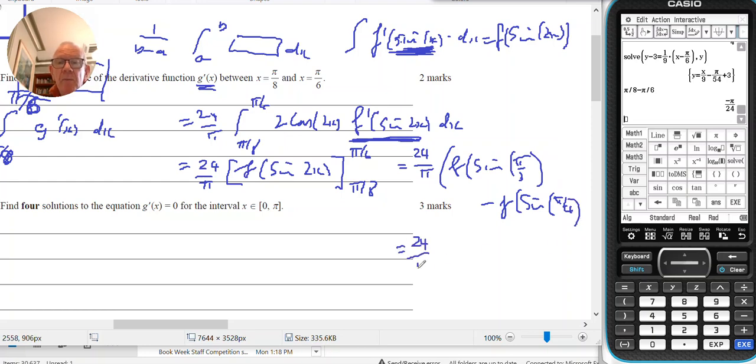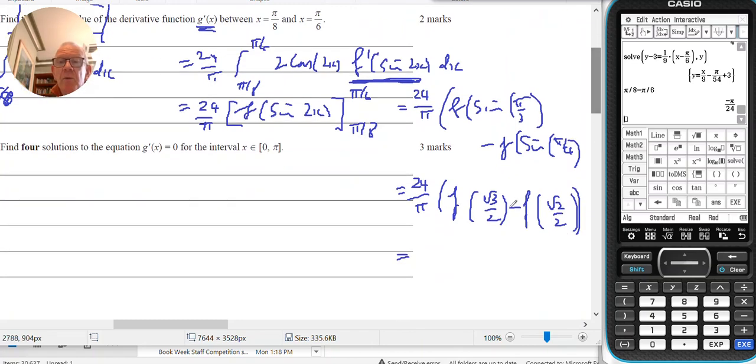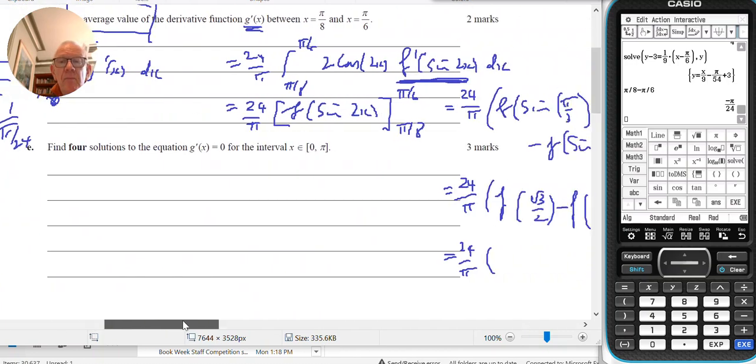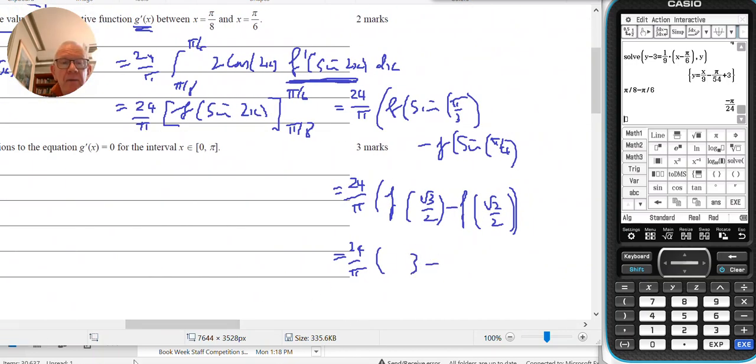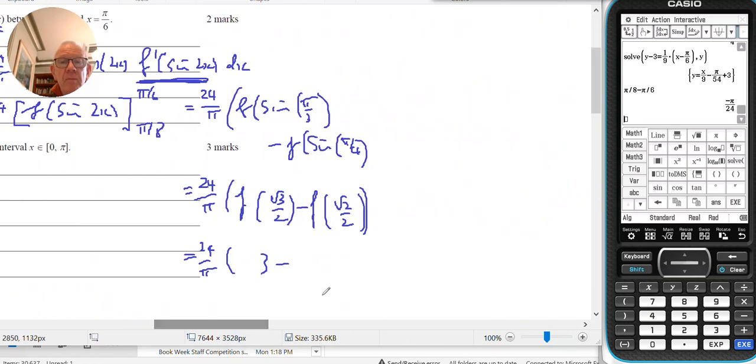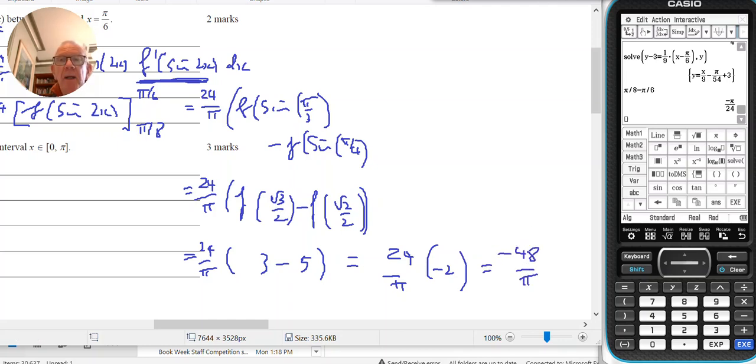which is equal to 24 on pi, sine of pi on 3 is root 3 on 2, minus f of sine of pi on 4 is root 2 on 2. That's equal to 24 on pi. F of root 3 on 2 is 3. F of root 2 on 2 is 5. So it's going to be 24 on pi times minus 2, or minus 48 on pi, should be my answer.